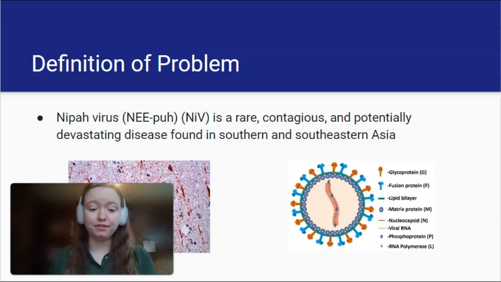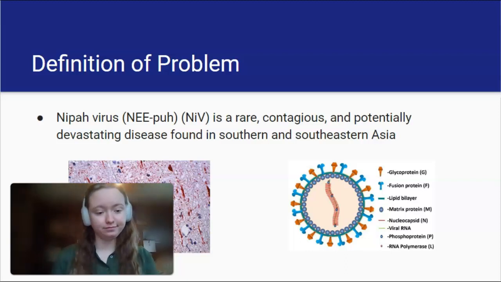I've displayed two separate views of Nipah virus. The first is from a microscope, and the second is a view of the molecular structure of the virus. There are 6 main proteins in Nipah virus, seen here as the G, F, M, N, P, and L proteins. These work together at the molecular level to assist the virus in invading healthy cells and spreading the virus throughout the body.